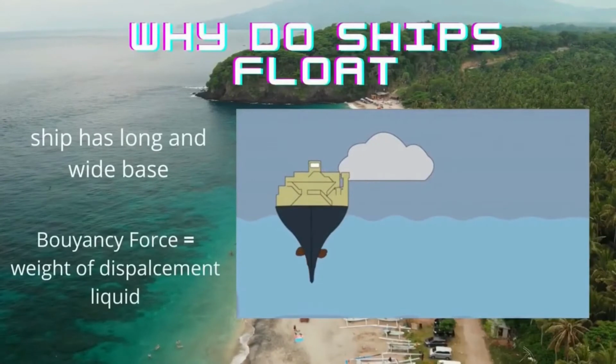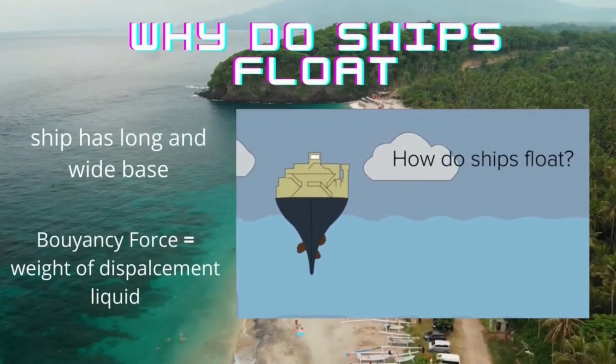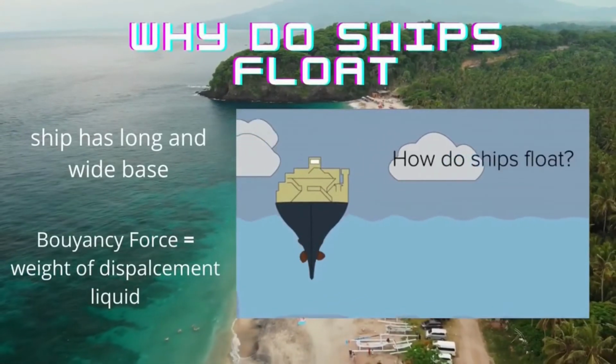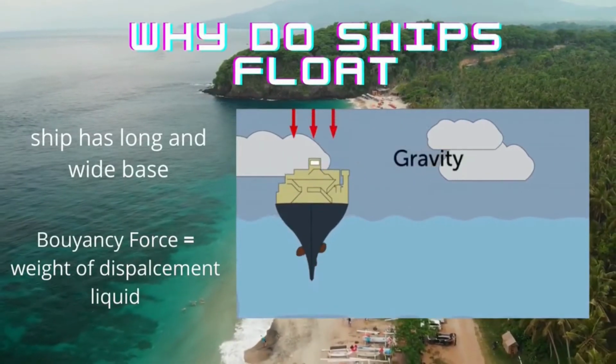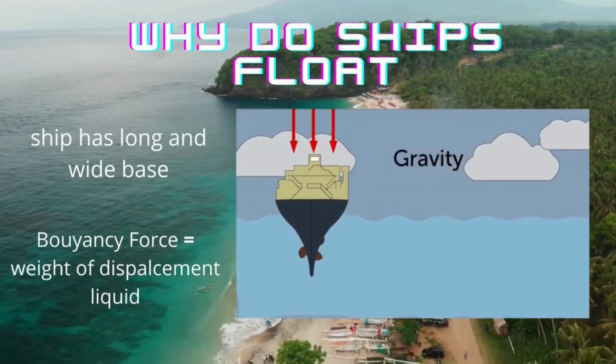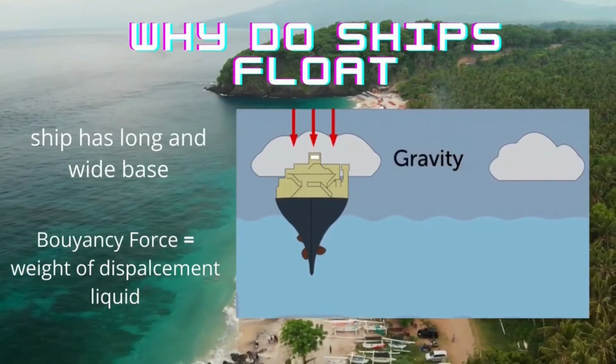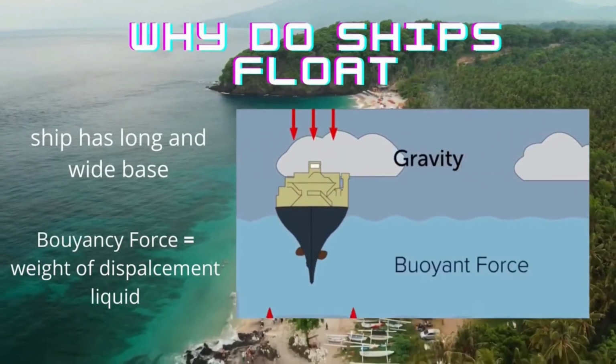Now I will explain why the ship floats. A ship has a long and wide base, due to which the amount and the weight of the water displaced by it increase. According to the buoyancy principle, the buoyancy force is equal to the weight of the displaced liquid.